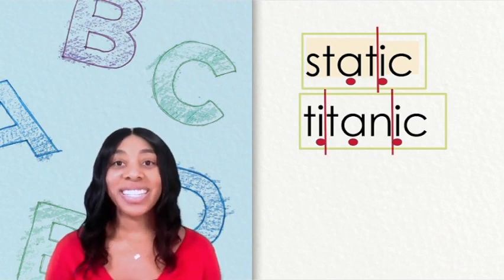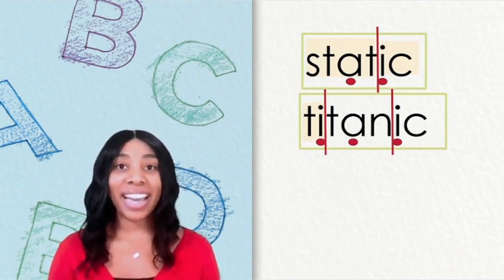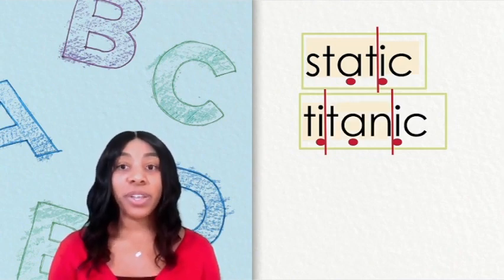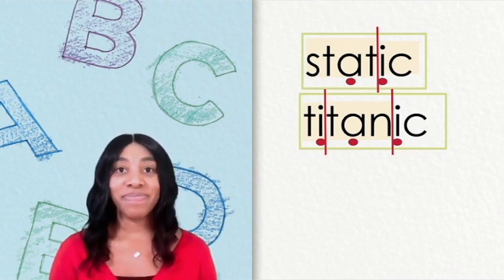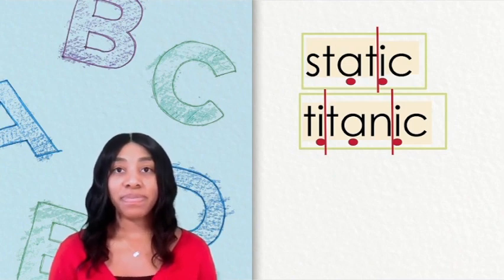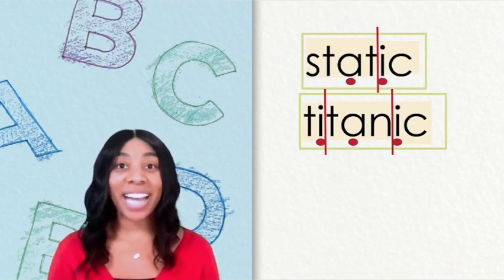Let's look at our first syllable. It is an open syllable, so we know this I will make a long I sound. Tie. Let's look at our second syllable. We have a closed syllable, so we know it will have a short A. So the second syllable would say tan. Here goes the K sound at the end again, and we know the third syllable will say ick. When we put all of the syllables together, what word do we have? Titanic.